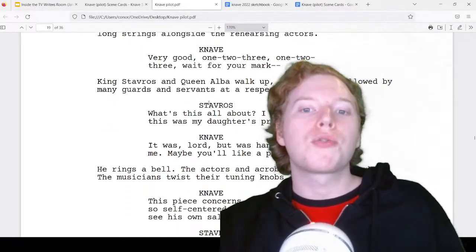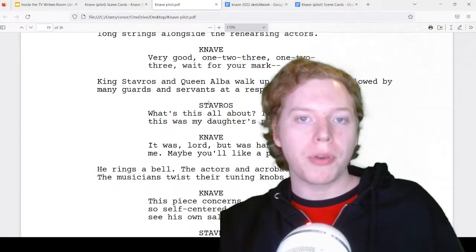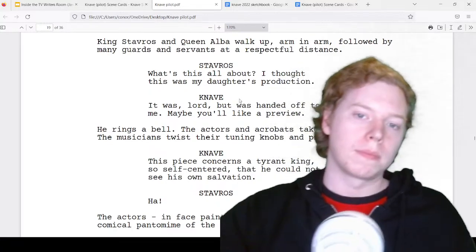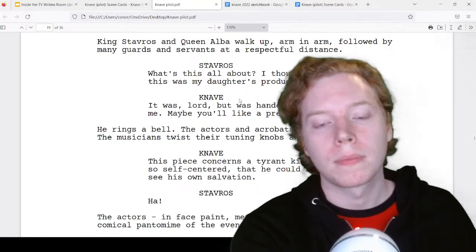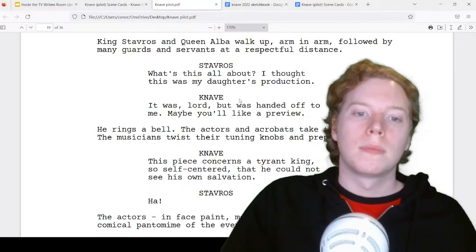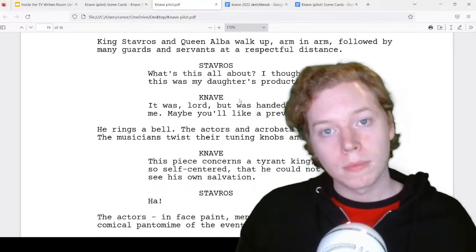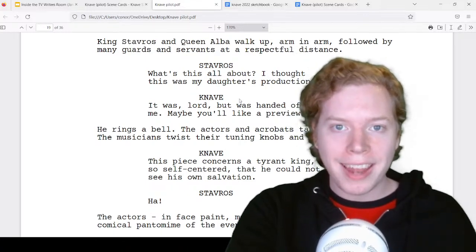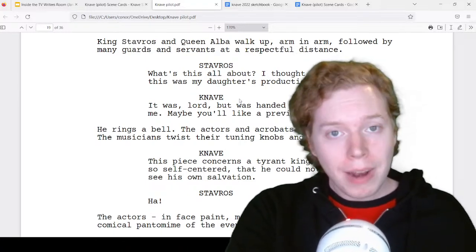Very good. 1, 2, 3. 1, 2, 3. Yeah, wait for your mark. King Stavros and Queen Alba walk up, arm in arm, followed by many guards and servants at a respectful distance. What's this all about? I thought this was my daughter's production. It was, Lord, but it was handed off to me. Maybe you'll like a preview.